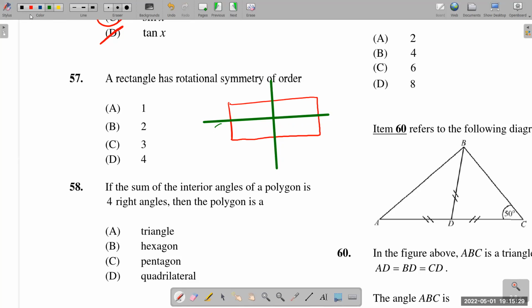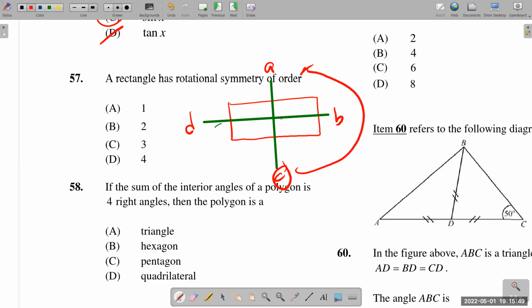I'm going to label each point for those who weren't here. This would be point A, this would be B, this would be C, this would be D. How can I rotate this to make it the same? If C goes to the top, everybody see that? It will get back the same thing.